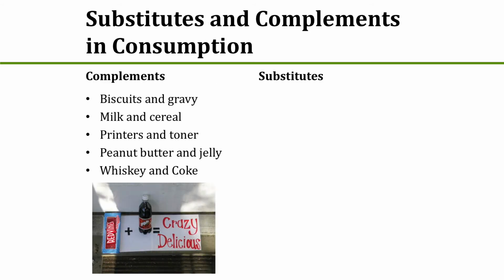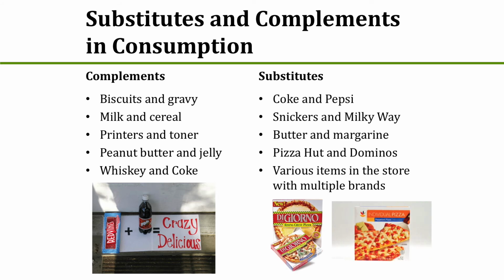Let me give you some examples of complements. Biscuits and gravy. People tend to eat those things together. Milk and cereal, printers and toner, peanut butter and jelly, whiskey and Coke. Substitutes: Coke and Pepsi, as I gave you before. Snickers and Milky Way, they are just similar chocolates. Butter and margarine, Pizza Hut and Domino's.